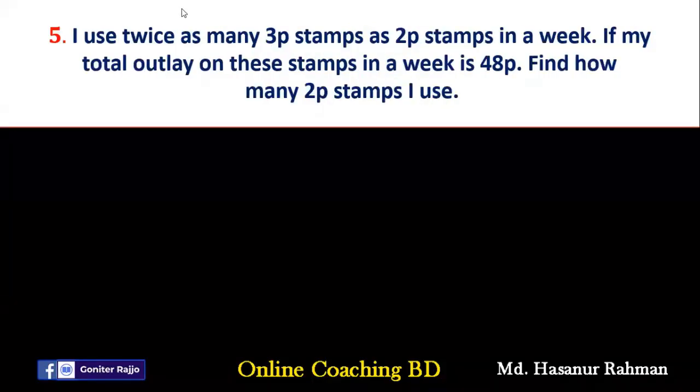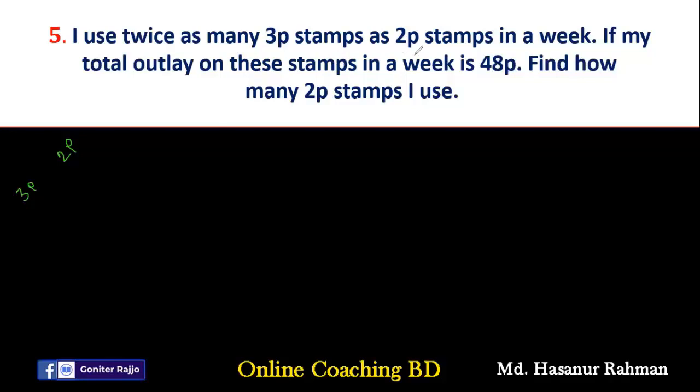Now number 5. Number 5 says, I use twice as many 3p stamps as 2p stamps in a week. If my total outlay on these stamps in a week is 48 pence, find how many 2p stamps I use. First stamp is the 3p stamp and another stamp is the 2p stamp. Then the question says, I use twice as many 3p stamps as 2p stamps. Suppose if I use x number of 2p stamps, I have to use 2x number of 3p stamps, because 3p stamps will be used twice as many as 2p stamps.